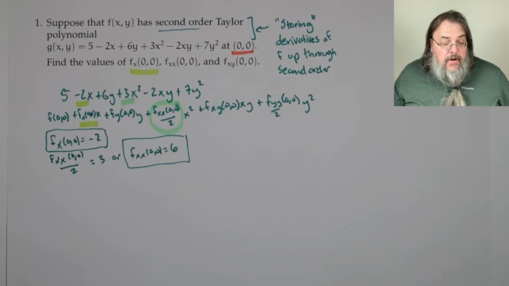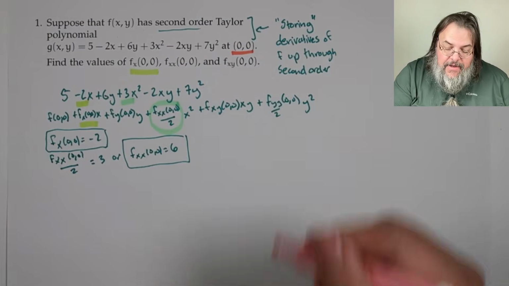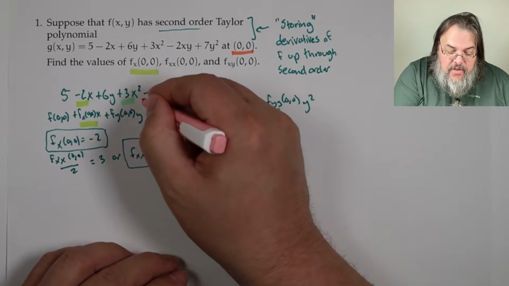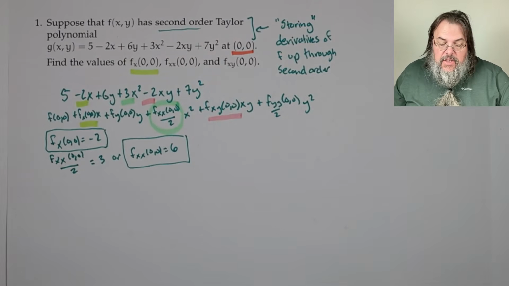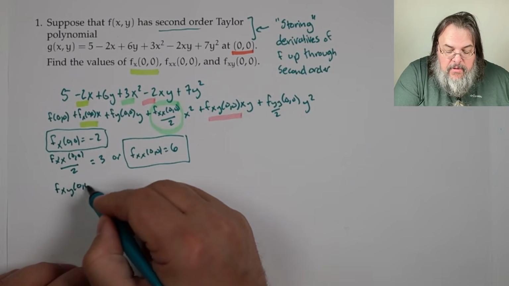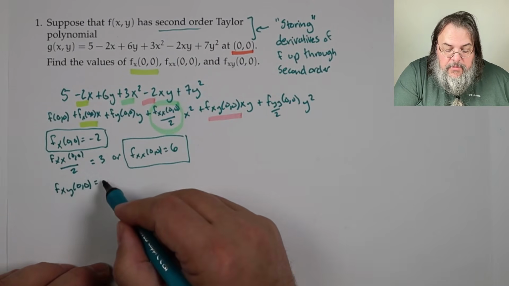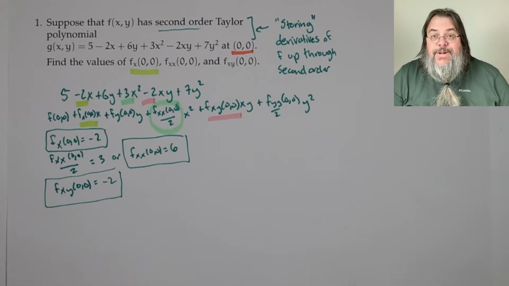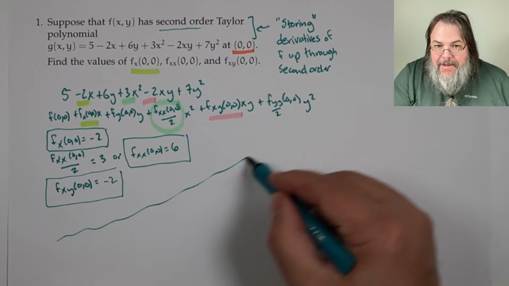And now, our last one, we need to find f x y. Well, that's here. f x y at 0, 0 is the coefficient for the x y term. And so again, matching, we see f x y at 0, 0 is going to be equal to negative 2. All right. There we go. Now, that's one way we could have done it.